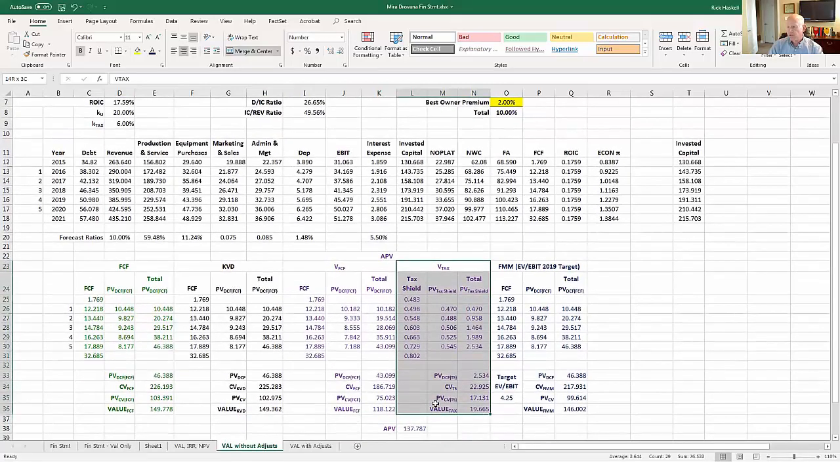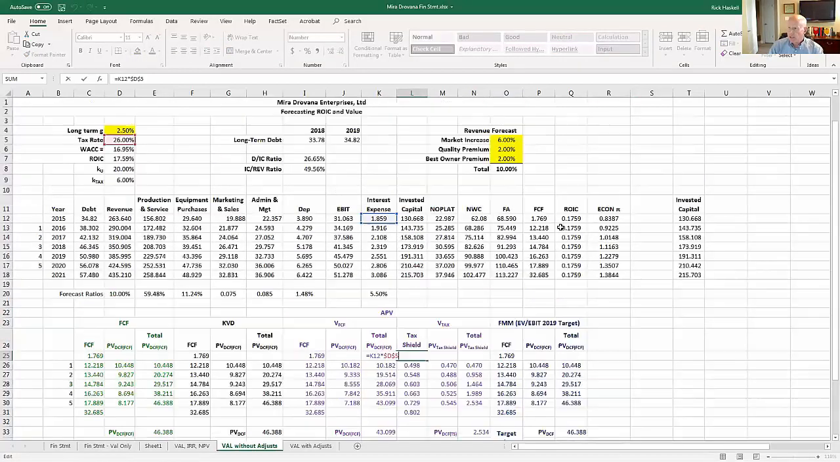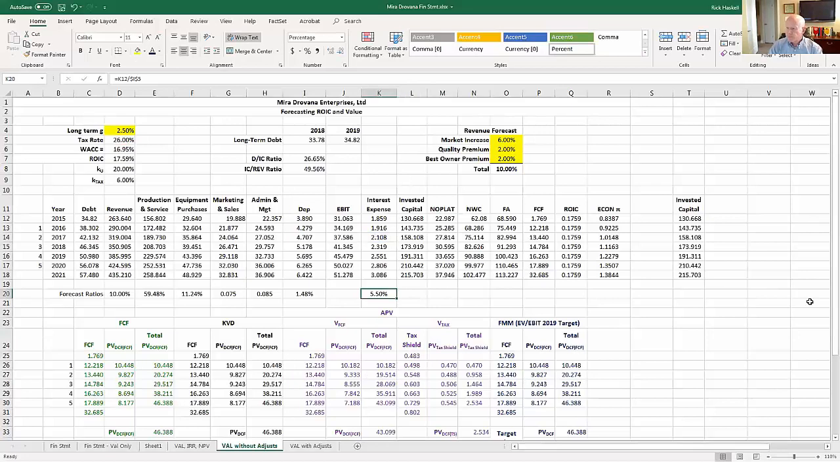Well, we then also have K-tax or V-tax, so the sum of all this tax shield as though it were a cash flow. And again, the way we calculated the tax shield is we took the interest expense and multiplied it by the tax rate. And that gives us a tax shield. We do that for every one of these periods, whatever the interest expense is times the tax rate. It's why we calculate the interest expense. And remember, we calculate the interest expense by first calculating debt and then applying our forecast ratio to this.